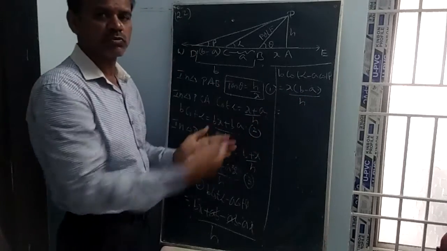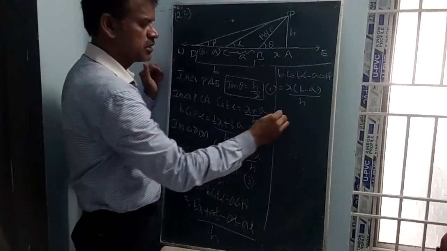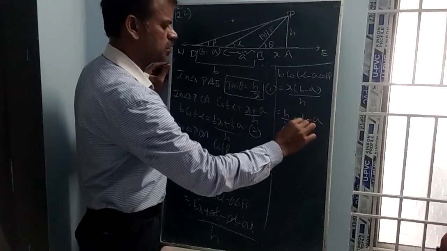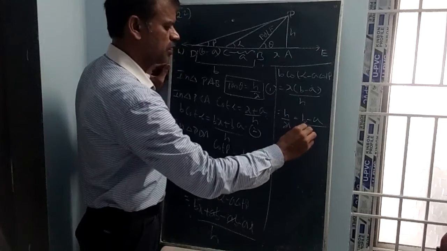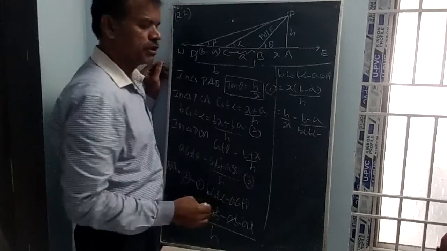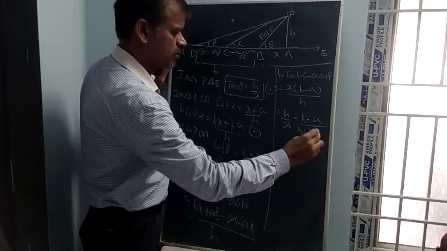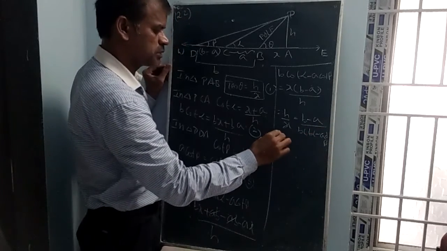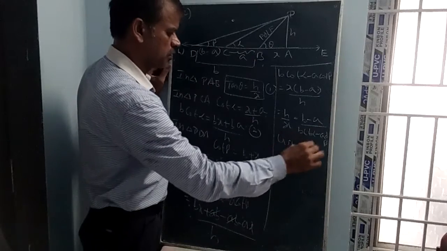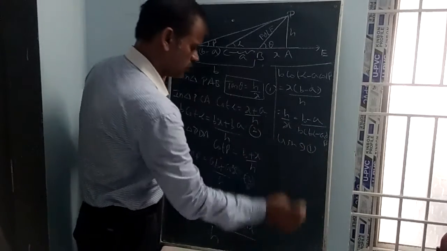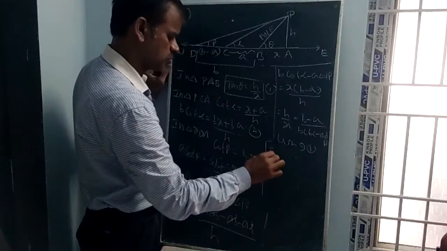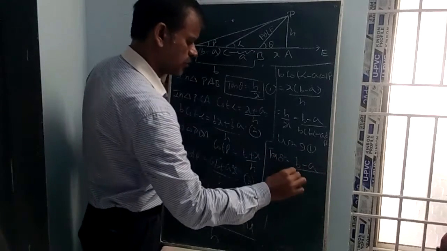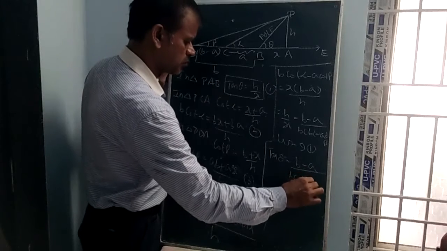Therefore, taking cross multiplication, you will get h by x is equal to b minus a whole by b cot alpha minus a cot beta. What is the value of h by x? Using the first equation, tan theta is equal to b minus a by b cot alpha minus a cot beta.